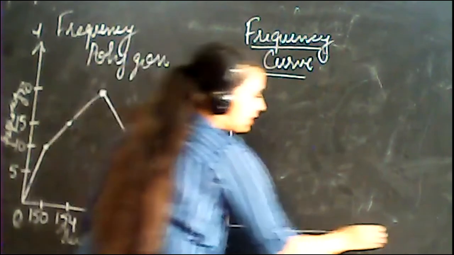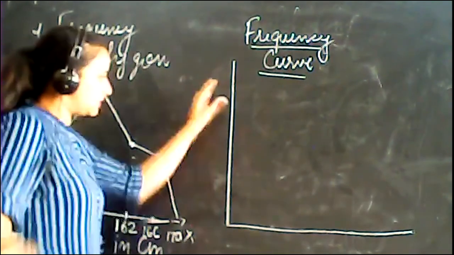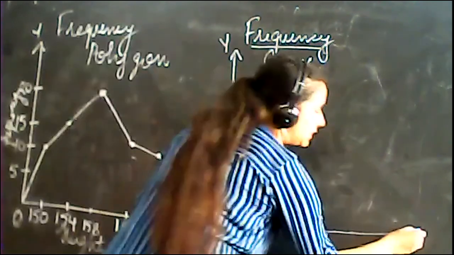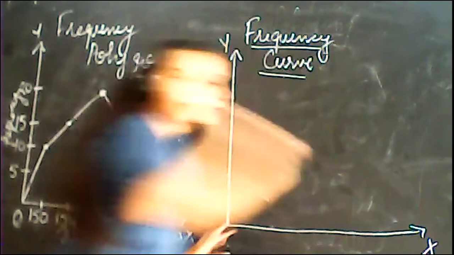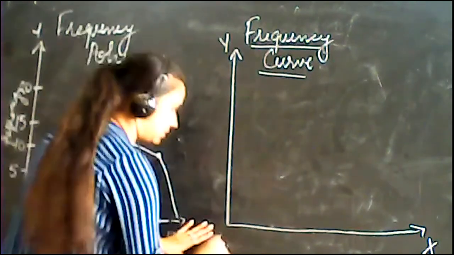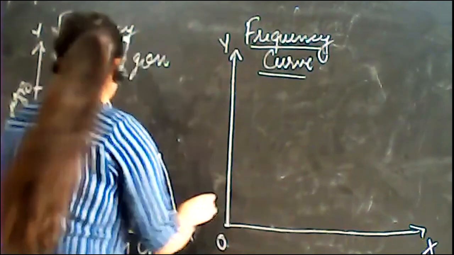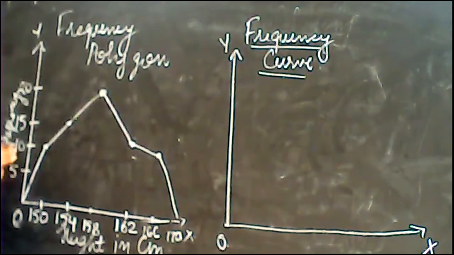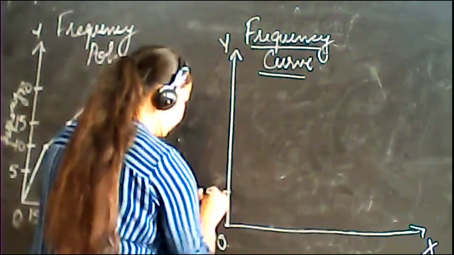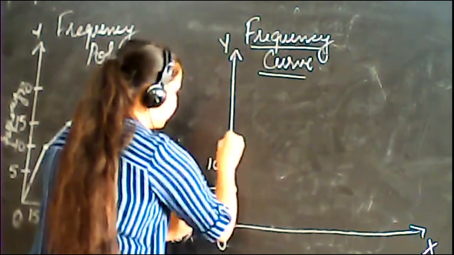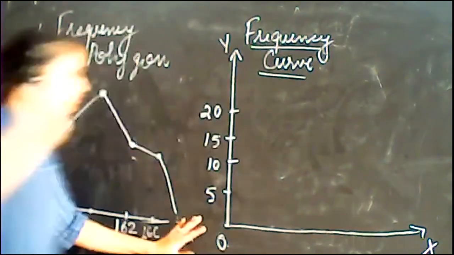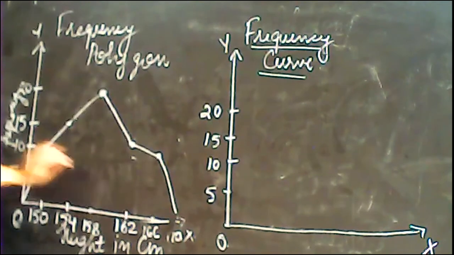We are again making it. So this is my graph. Here I'm plotting the x and y axis. The x and y axis are plotted. We have taken 5 intervals, so we'll also do the same here: 5, 10, 15, 20. Now we will make it according to this data.